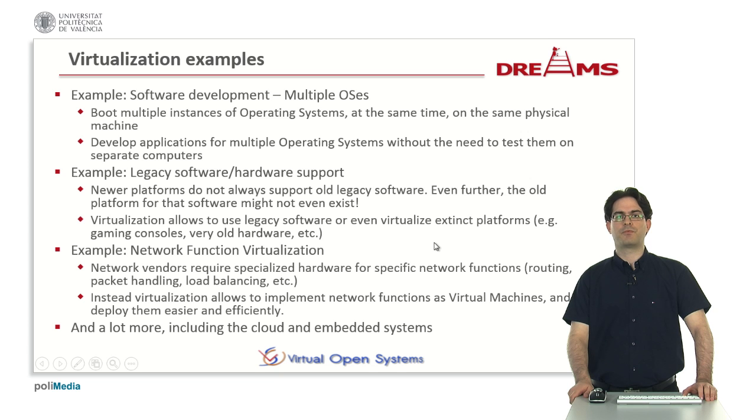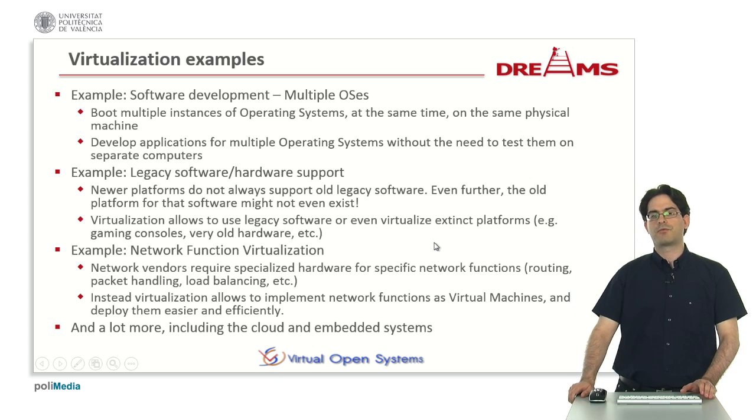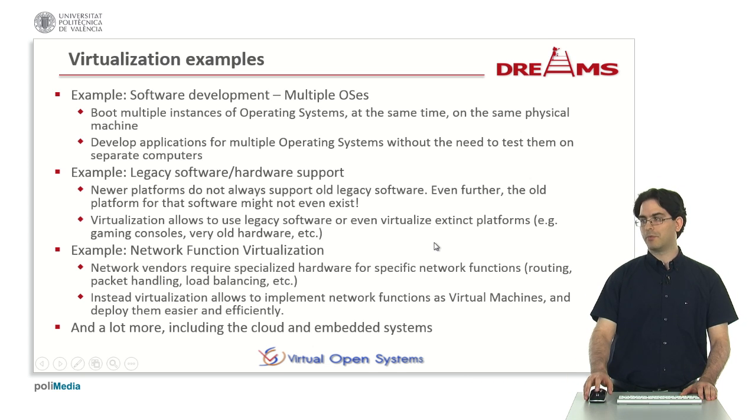So the new paradigm for network function virtualization is to move these functions, instead of physical machines, again inside virtual machines. Of course, these are some examples for virtualization use cases, but there are actually many more, including the cloud and embedded systems.